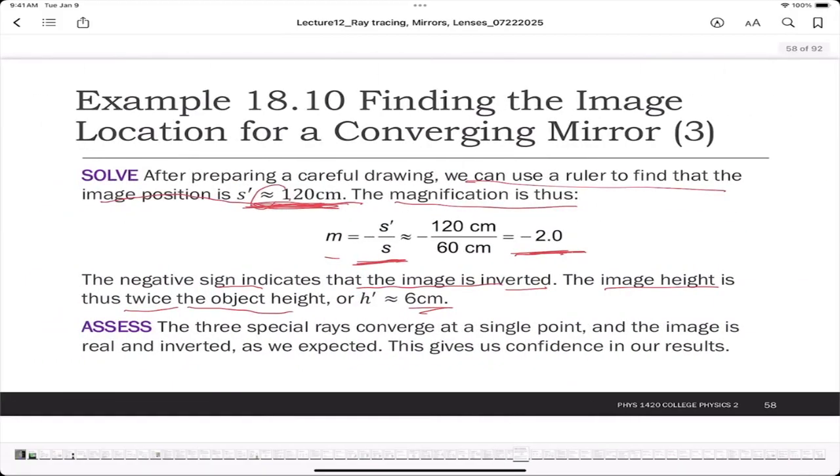Yeah, let's assess this result. The 3 special rays converge at a single point, and the image is real and inverted, as we expected. This gives us confidence in our results. Does it make sense to you?